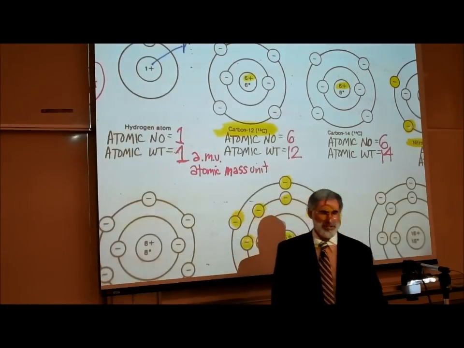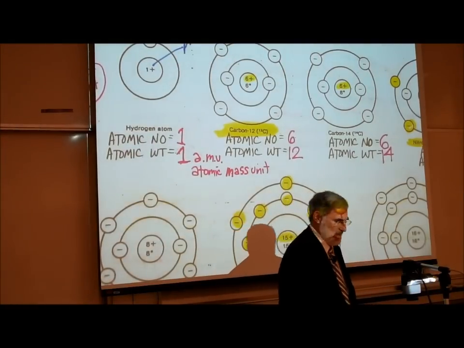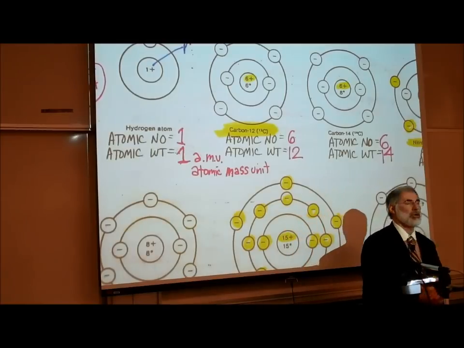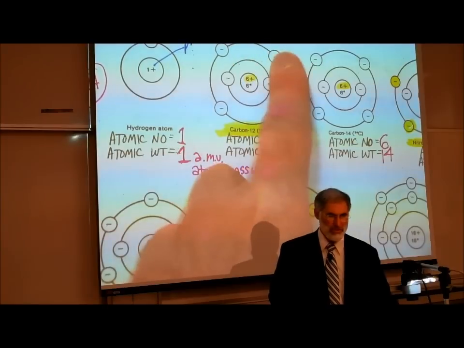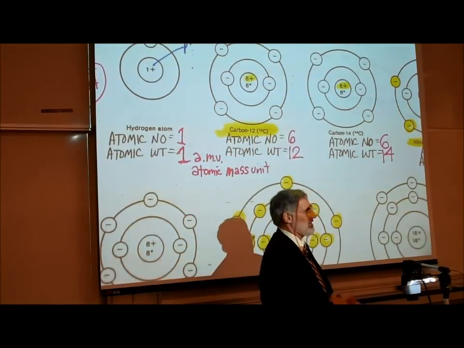So you'd say, okay, so what? What's so special about it? How many electrons are in the outer orbit of carbon? 4. 1, 2, 3, 4. It has 4 electrons in its outer orbit.